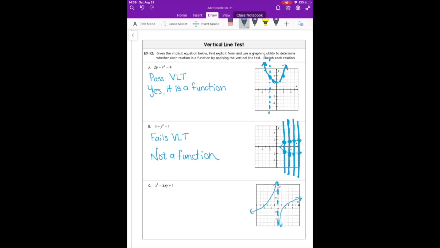In fact, if you want to get a little more exact, this one goes through here and more like that. Okay? But again, if I had my line being drawn over and over and over again, none of them overlap. Therefore, it passes the vertical line test. So yes, it is a function.